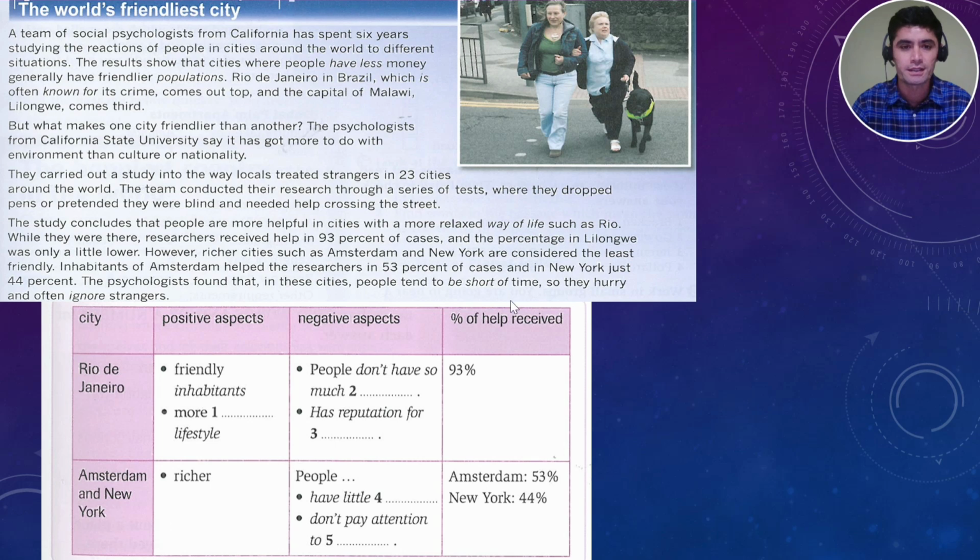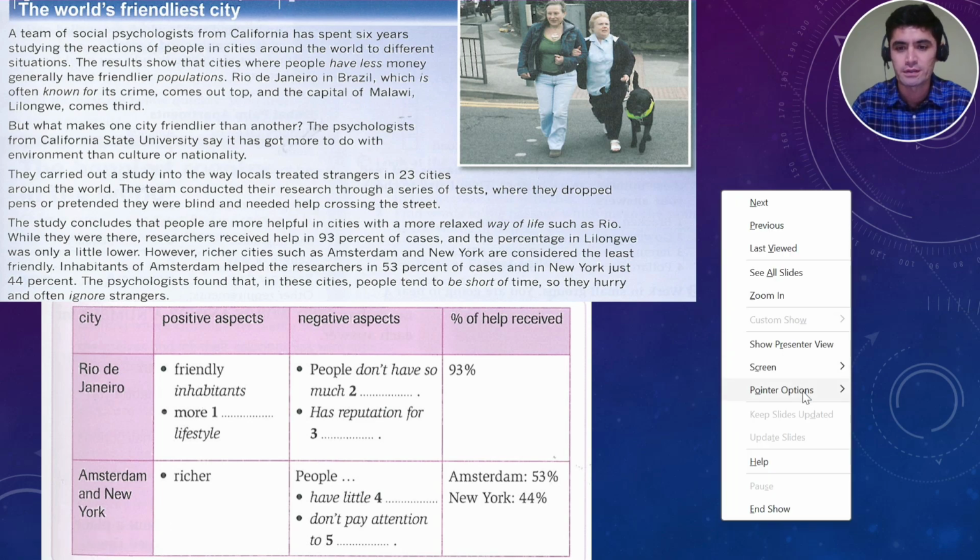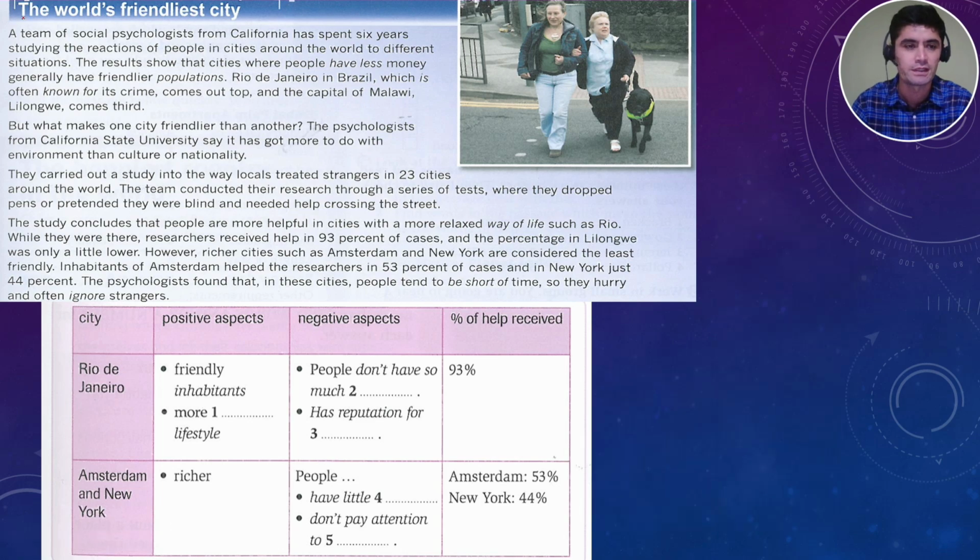Right, now let's take a look at this text, our main text for today. It was about the world's friendly cities here. This is our actual table completion question right here. You can see it. So let's try to deal with this type of question.